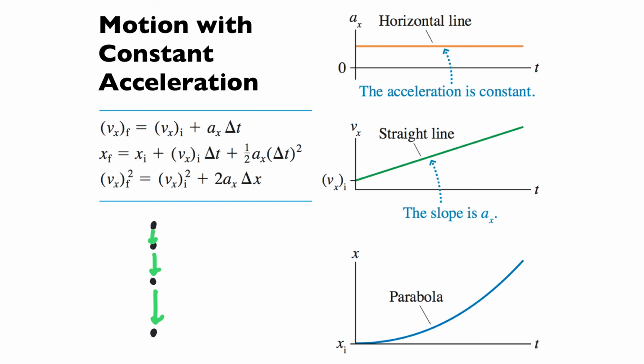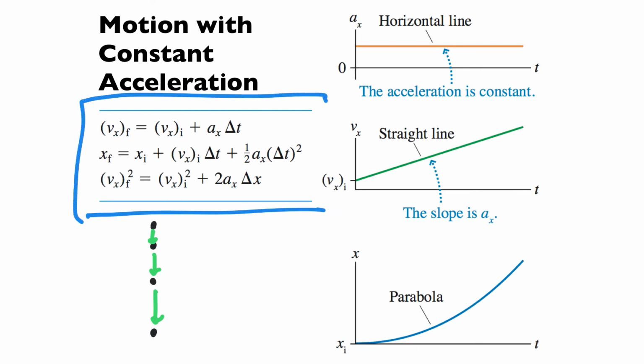For motion with constant acceleration, we have these three relationships right here. So if you have determined that you can model the motion as motion with constant acceleration, you can use these relationships. If it is not constant acceleration, you cannot. Which one you use depends on what you have and what you want to know, and we're going to talk about that when we think about solving problems.